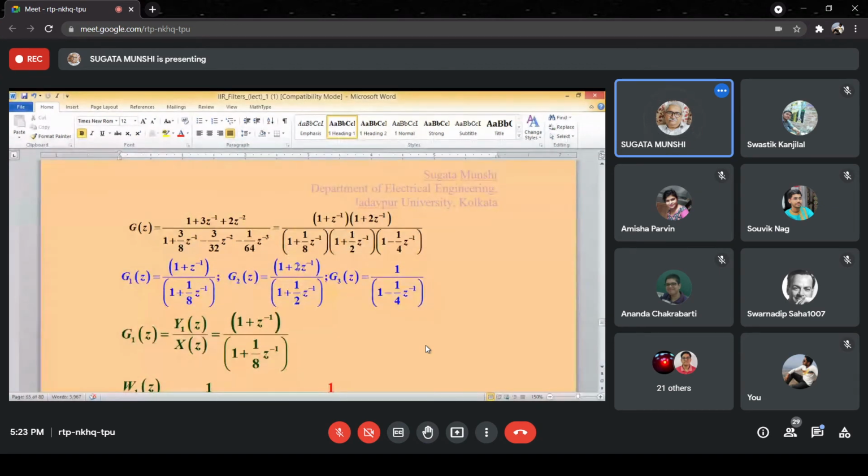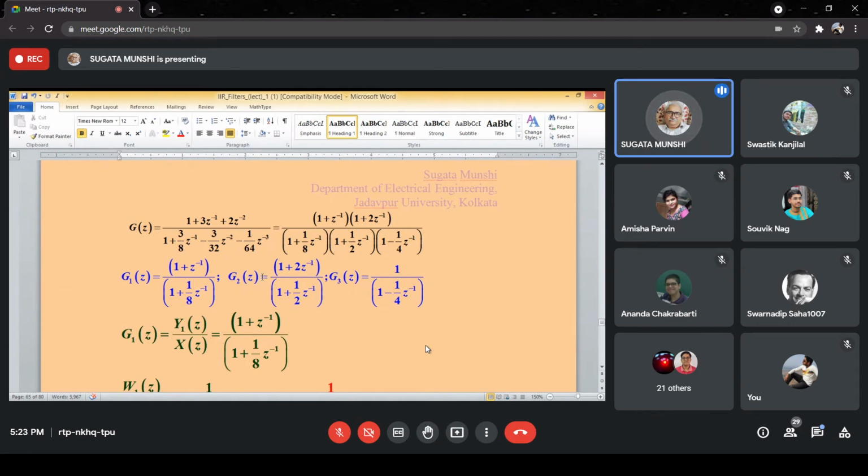You could have proceeded in a different manner. You could have chosen 1 plus z to the power minus 1 and clubbed it with 1 minus 1 by 4 z to the power minus 1 to get one of the subsystems. You could have clubbed 1 plus 2z to the power minus 1 with 1 plus 1 by 8 z to the power minus 1 to get another subsystem. Then the third subsystem transfer function would have been 1 by 1 plus half z to the power minus 1. So there are several choices, but I have opted for this one.